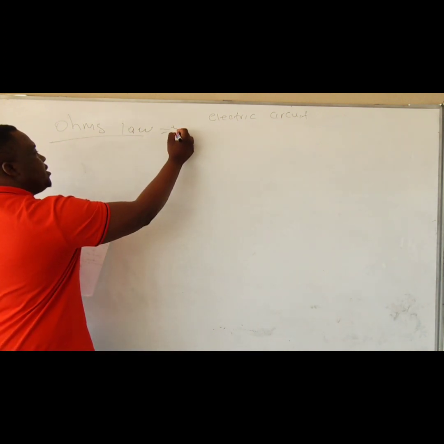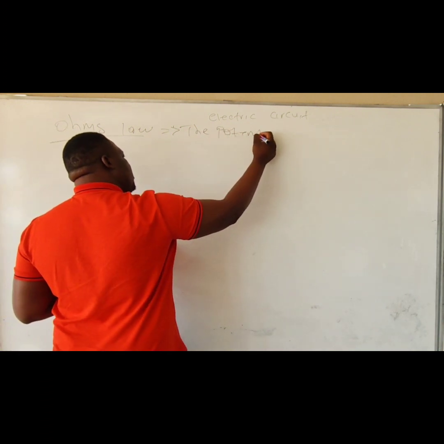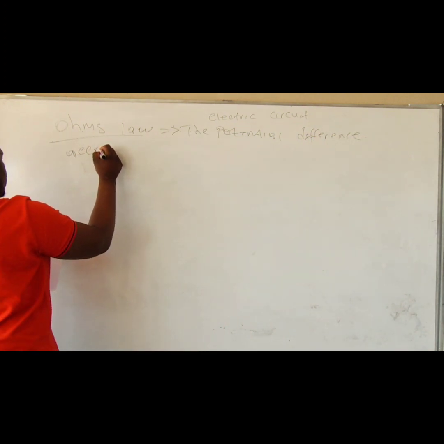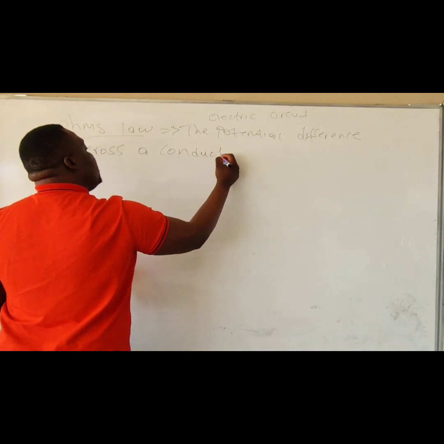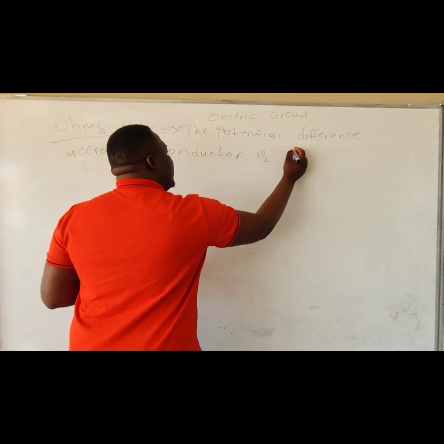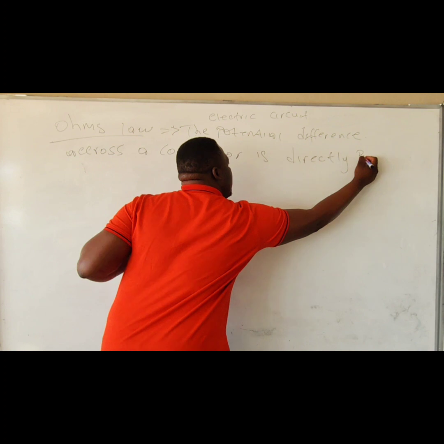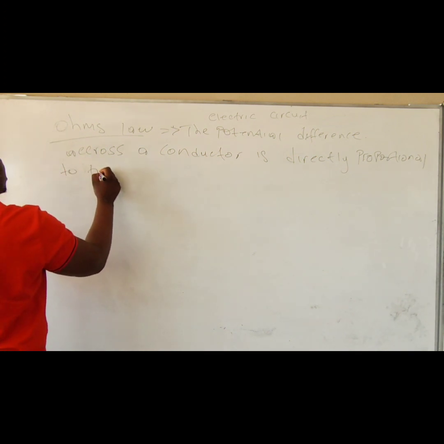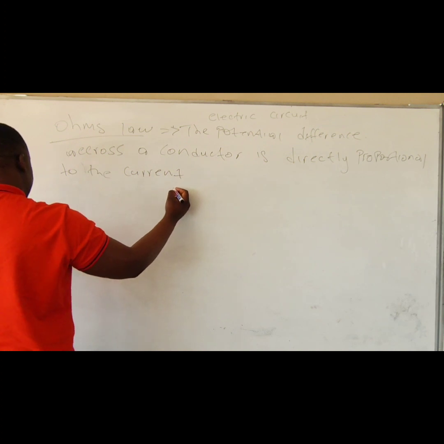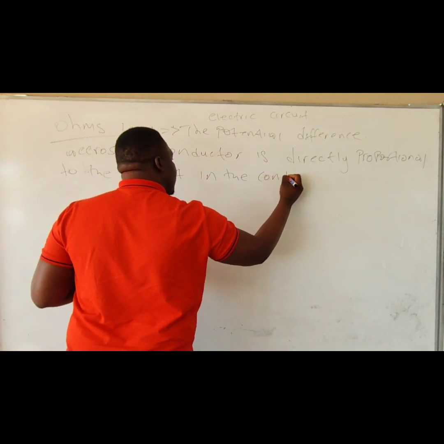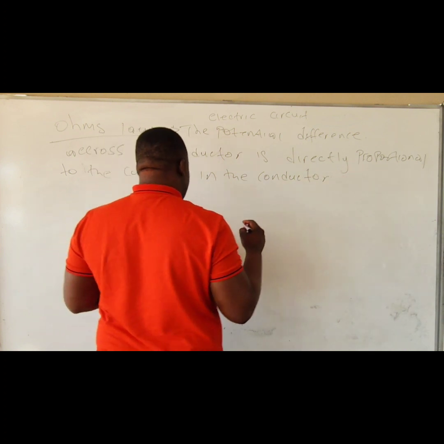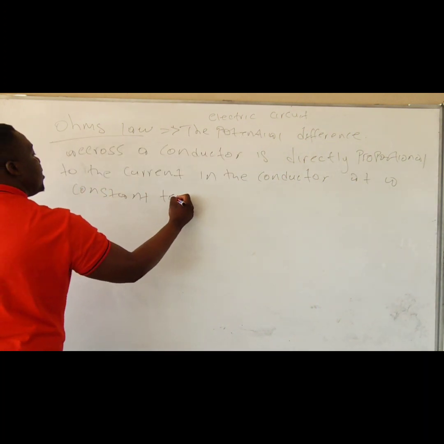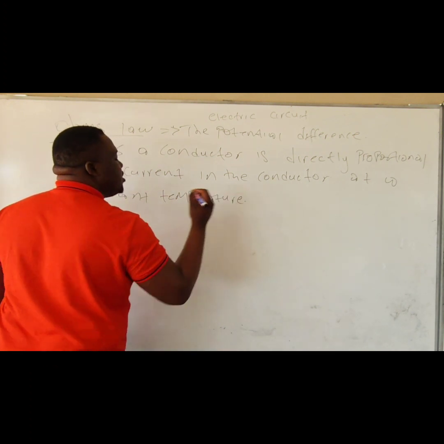It says, it's simple, the potential difference across a conductor is directly proportional to the current in the conductor at a constant temperature. At a constant temperature.